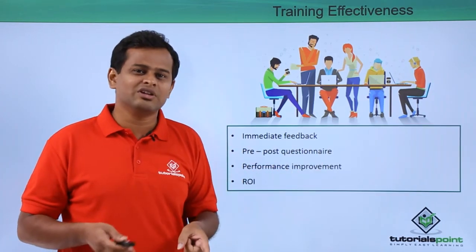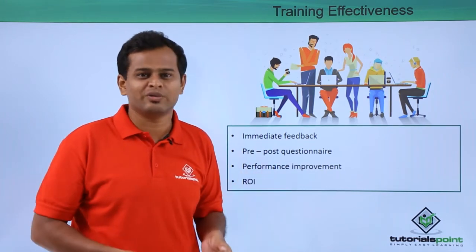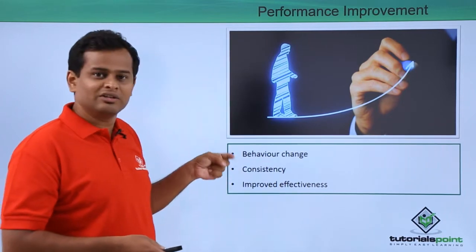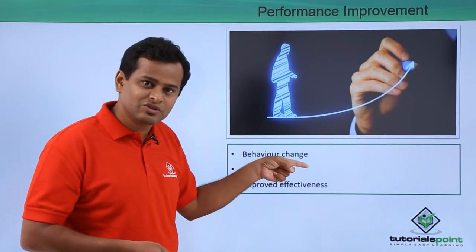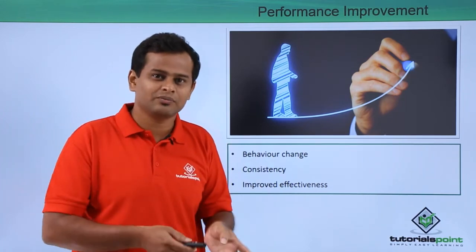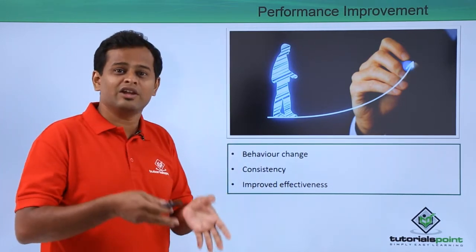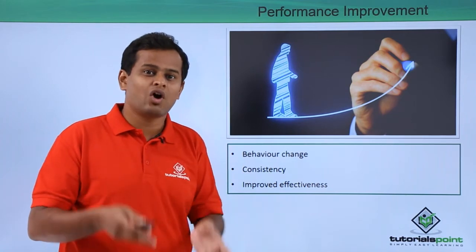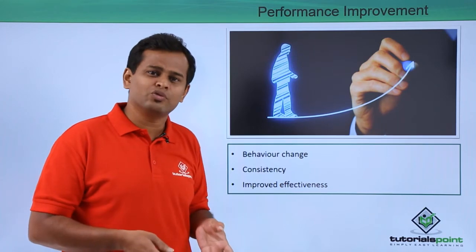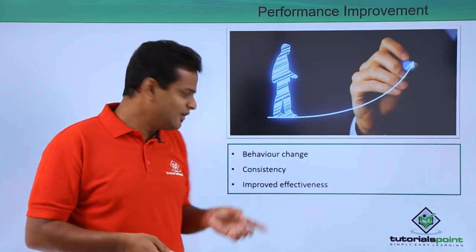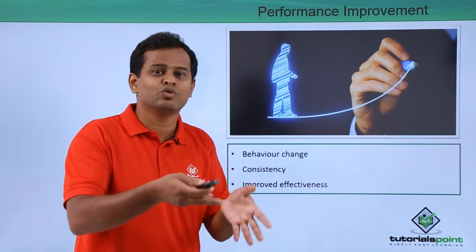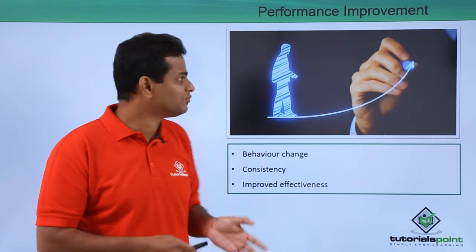Because with all trainings, there will be certain investment that is going to be happening. So performance improvement means to say that there can be a behavioral change that we are seeing in that particular person who has undergone training. Then there will be an improvement in the consistency of his performance. Or there can be even an improvement in the effectiveness level. Effectiveness means to say that the quality of his work has a significant improvement after the training has been done.